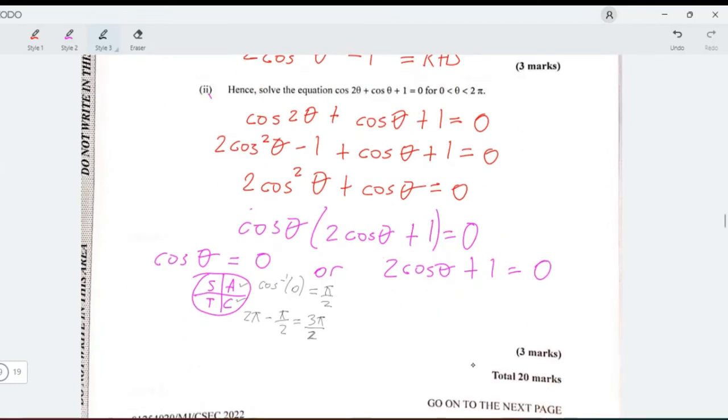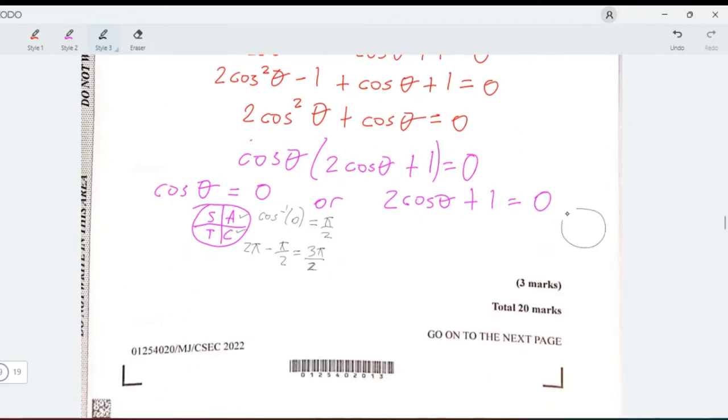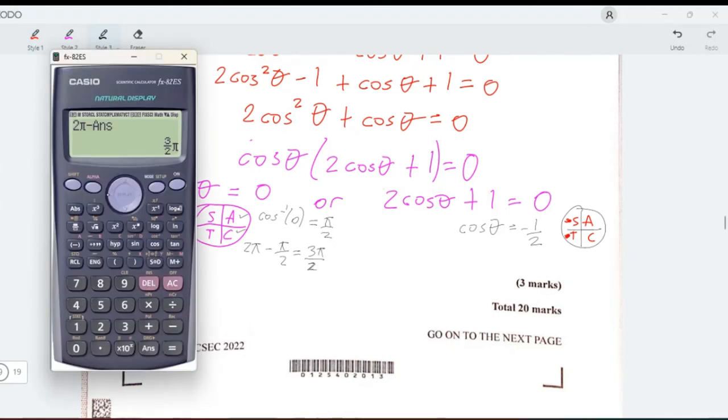Now for over here, we draw our circle and let's work it out. If we bring over the 1 and divide by 2, that's saying cos theta is negative a half. Cos is negative where? Cos is negative in All Schools Teach Crab, so cos is negative in the second and the third quadrant. So first let's take cos inverse of a half. If you take cos inverse of a half, you're going to get your pi by 3, I believe. You get your pi by 3, yes.